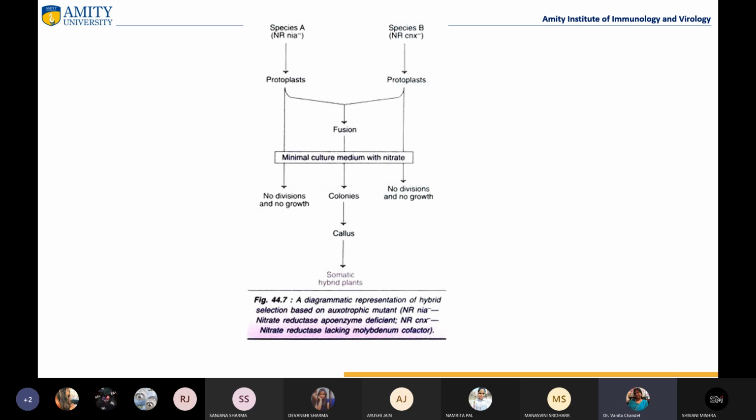And for example, here also, this is the example of tobacco, the species A and species B. We isolate the protoplast, again fusion will be done. The minimal culture medium with nitrate will be used. So here in species A, we will not see any growth or any division. Again, in species B alone, there will be no growth or no divisions. But the hybrid one, the fused one, which will have both the characteristics of species A and B, will be able to show colonies and the callus formation. So this is how we are going to again separate them, right?